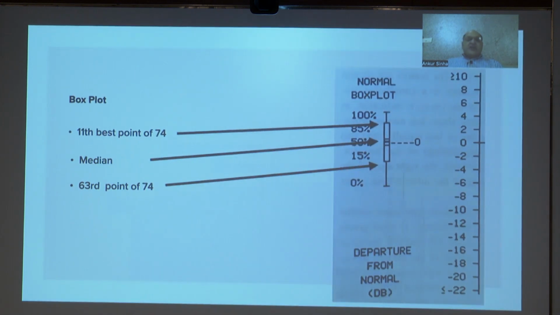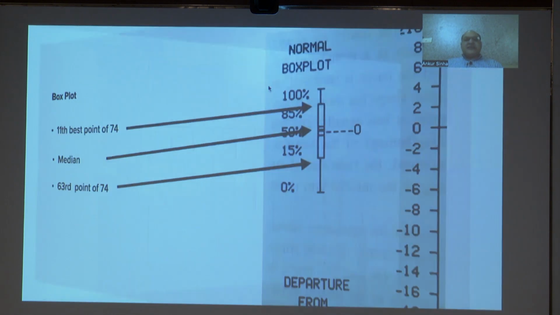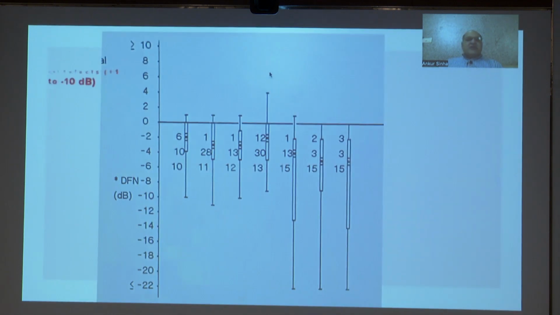Now, it also gives you these box plots, which are something like a candlestick pattern. This is the best point and this is the worst point. This box signifies the 11th best point on the top and the 63rd best point on the bottom. So this is the 0 to 15% and top 15% of points. And this is the median point of the visual field sensitivity.